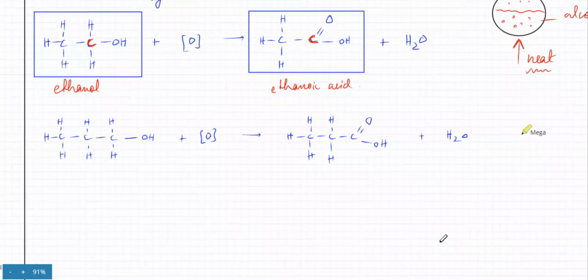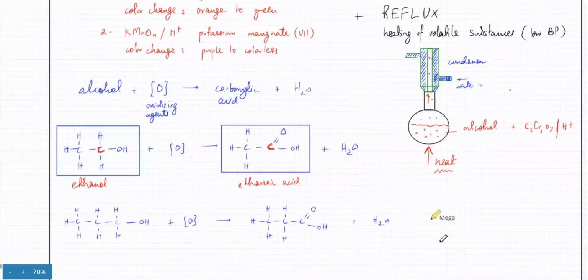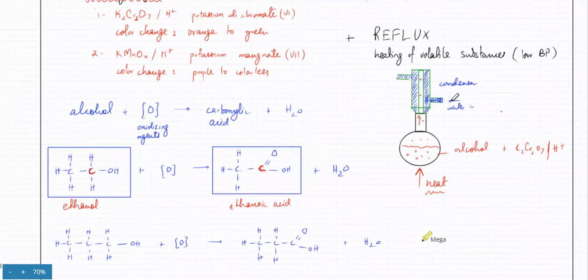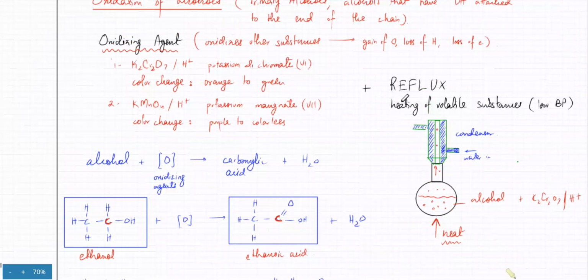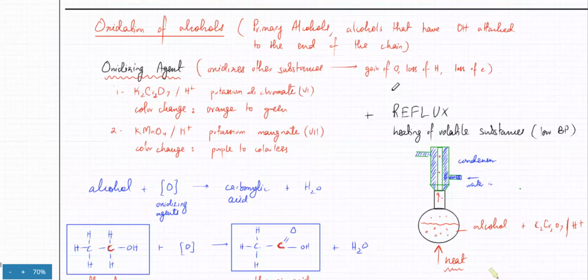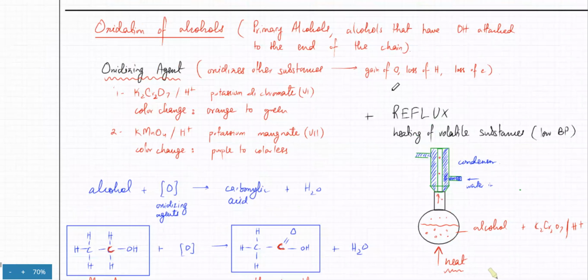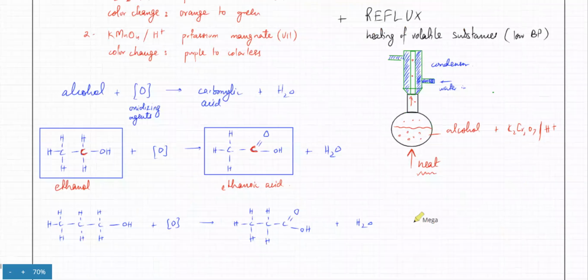ठीक है, so that's pretty much it. इसके अंदर और कुछ नहीं है. Just remember कि reflux needs to be done. These are your two oxidizing agents, and you must remember the color changes. So this is oxidation of alcohols. Is this clear to everyone? We're pretty much done with the alcohols.